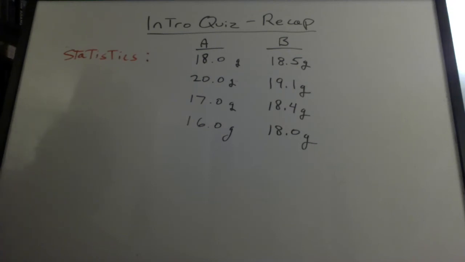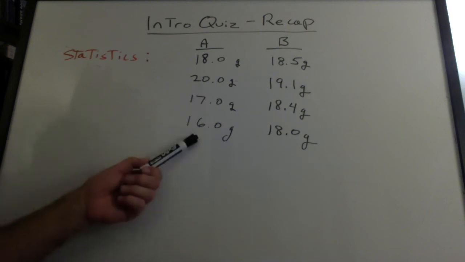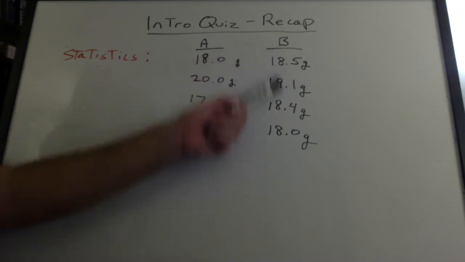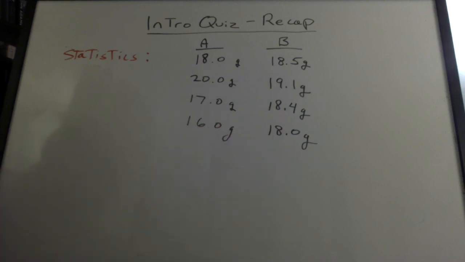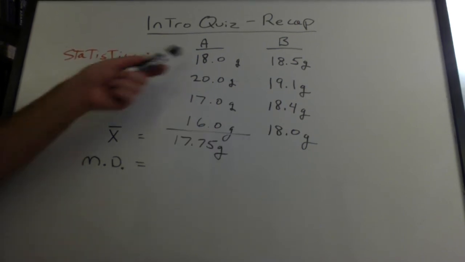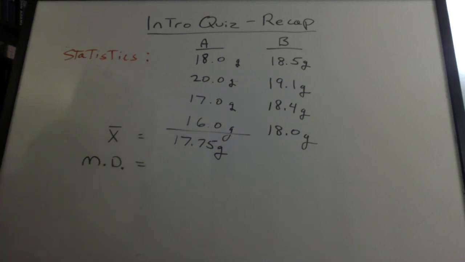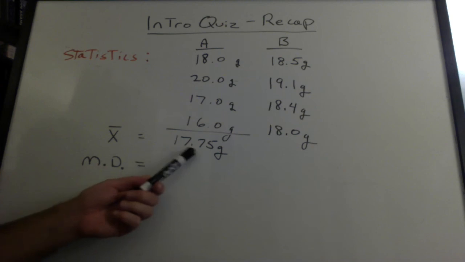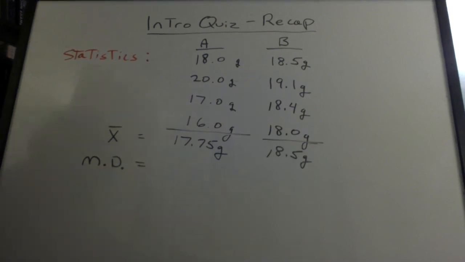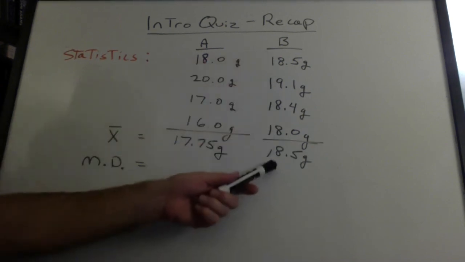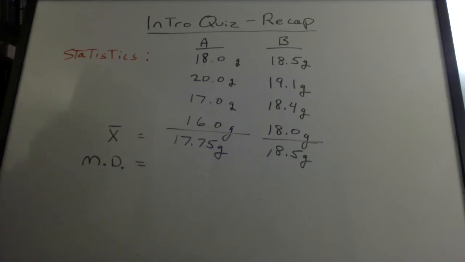The scenario is that we had two factories producing objects. Factory A had that mass for each object that was sampled. Factory B, we pulled out these masses from a sample. We needed to get the mean and the mean deviation. That means we have to add up all the measurements and divide by 4. That's how many we have. And we get 17.75 grams. Doing the same in this column, I get 18.5 grams.